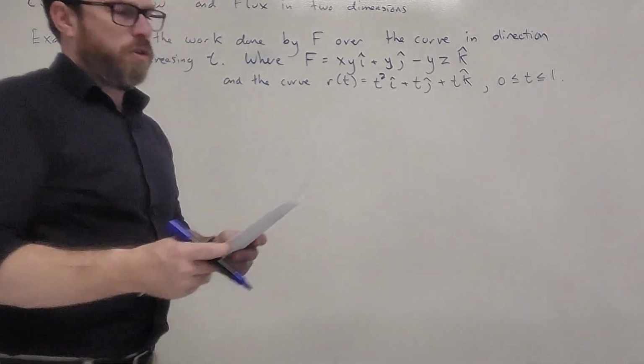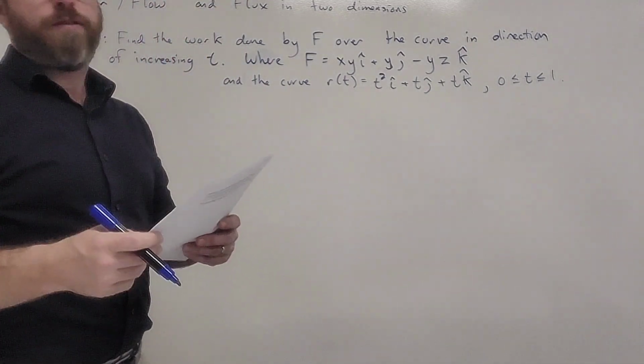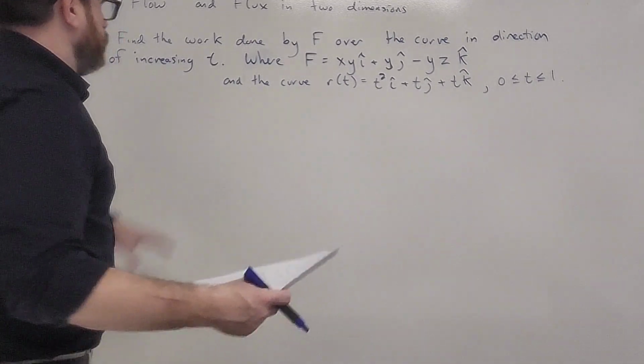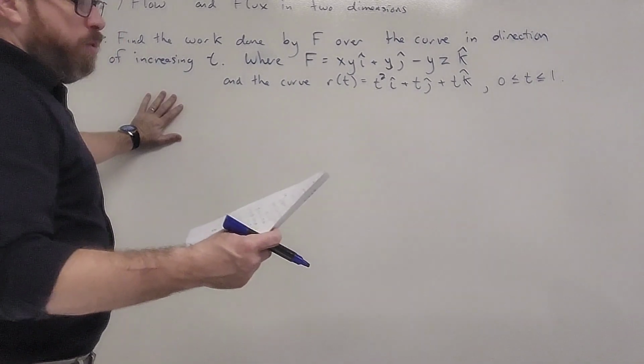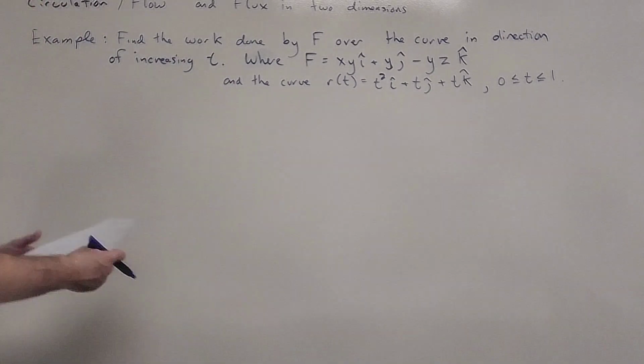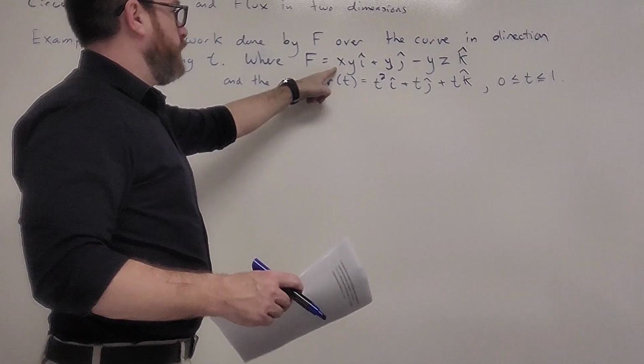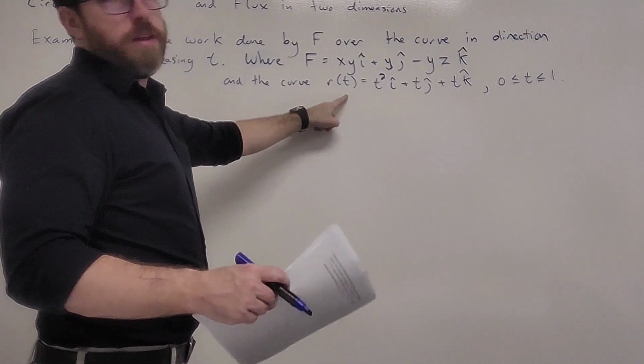We're going to do an extension on circulation and flow, which is the work integral, and then we're going to do flux in two dimensions. So we'll start out with the work done by F over the curve in the direction of increasing t, where F is given by this field, and the curve r(t) is given by this.